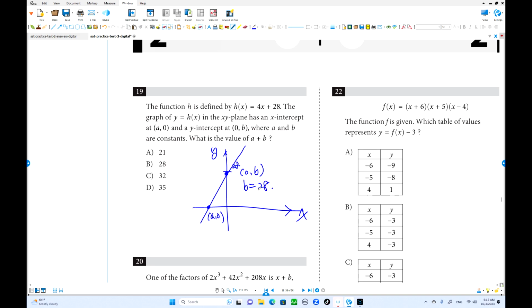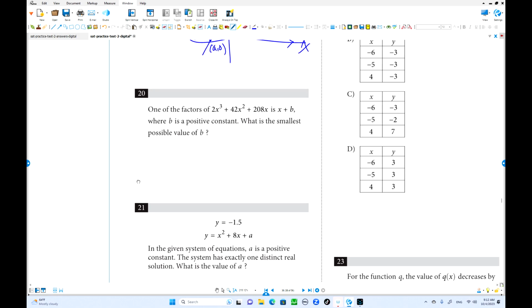How can you find the x-intercept? Set y to 0: 4x plus 28 equals 0. 4x is negative 28. x equals negative 7, okay? So this is a equals negative 7. Sum of this one, a plus b: 28 plus negative 7, 21 is the answer, okay?